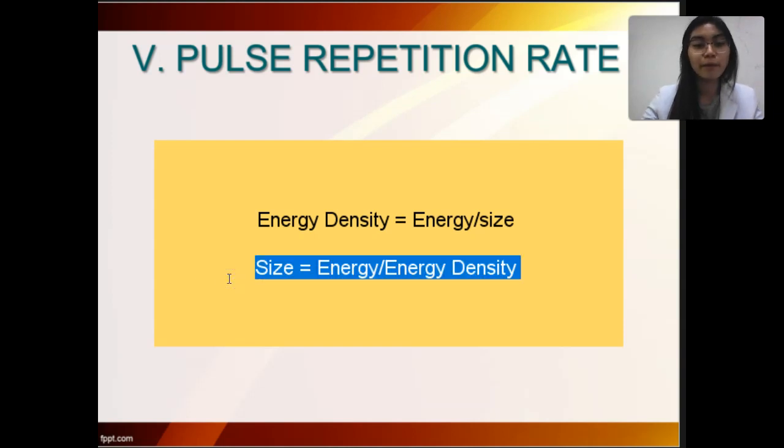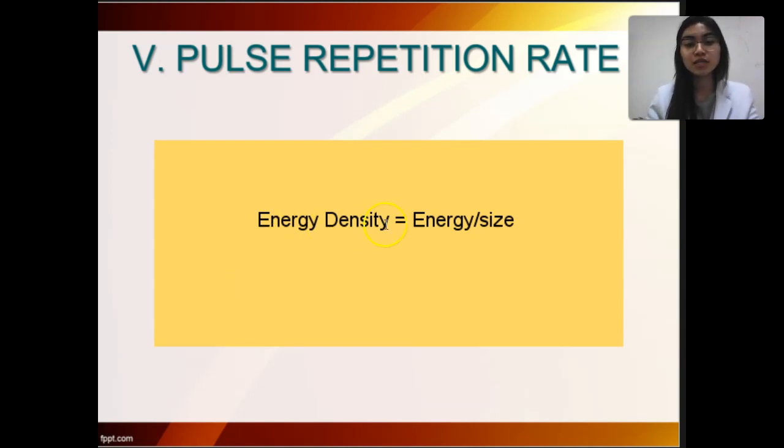Papaano yun, ma'am? Di ba, energy density is equal to energy over size. Your energy is actually, pwede nating pahabain yan. Instead of energy density, gawin ko na lang. Your energy is computed as the product of the power times the time of irradiation over size. Medyo pinahaba lang natin, but energy is also equal to this. Medyo breakdown lang natin ng konti.